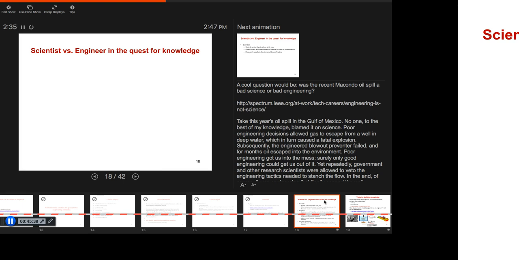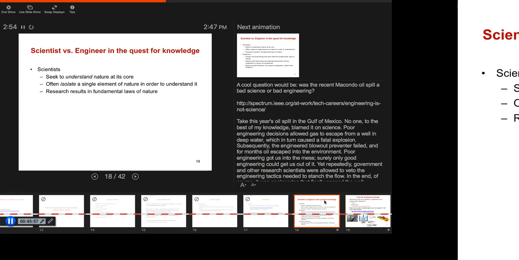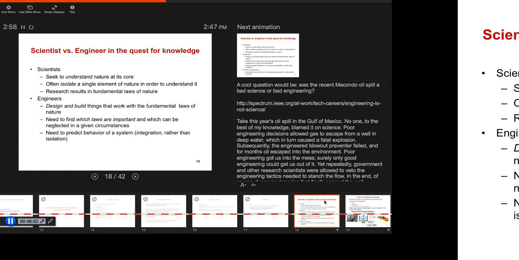So engineers often go and try things out. Scientists go and study things in detail, and they might give us a fundamental explanation, but it doesn't typically explain everything. We still go and do it and learn from practice. So that's the fundamental philosophical difference between a scientist and an engineer. Scientists seek to understand the core of nature and isolate single things. And engineers design and build things and work with what they have to work with.